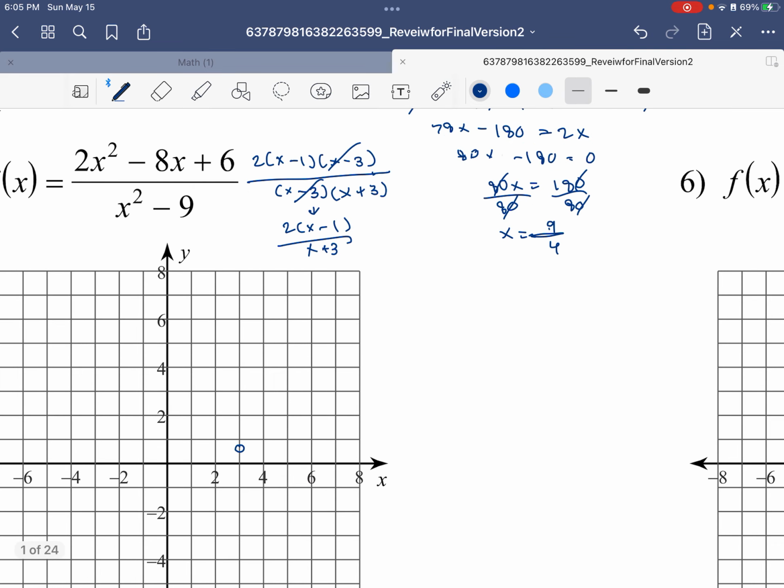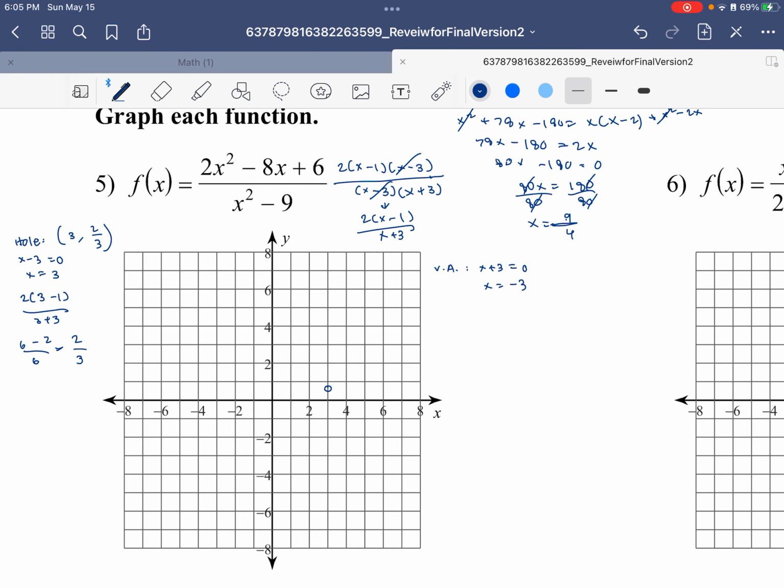Okay, now let's do the vertical asymptote. The vertical asymptote is solving for the bottom, which in this case is x plus 3. So x plus 3, you can set it to 0, and you get x equals minus 3. So your vertical asymptote is minus 3.